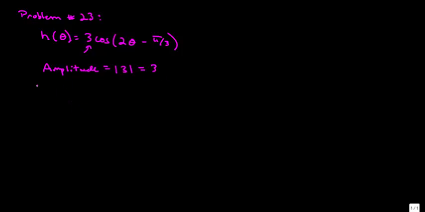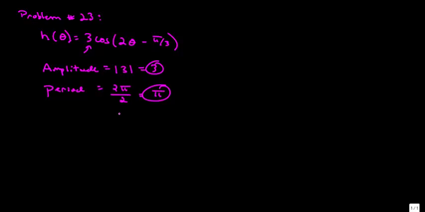The period: the standard period for cosine is 360 degrees, or 2 pi. So we divide that by the number in front of the theta. So this is going to have a period of pi, just pi. What's happening here is that the function is not only being stretched vertically, but it's also happening twice as quickly as it normally would. It normally would take 2 pi to do one full revolution. Now it's only taking us pi to do one revolution.